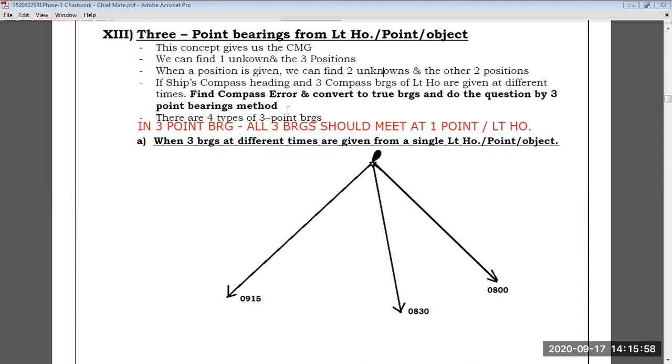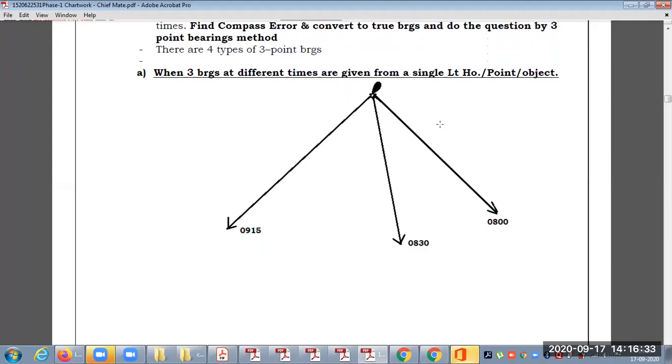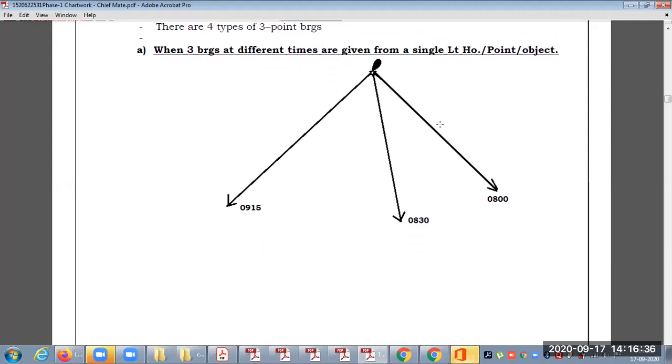So there are four cases of 3-point bearing. The first case is when three bearings are given at different times from a single lighthouse, point or object. It can be from different lighthouses also, but it has to meet at one point, which you will see. If it is from a single lighthouse, then obviously the meeting point of all three bearings is that one lighthouse. So you can see in this case that we have 0800, 0830, and 0915 bearings, three bearings from the same lighthouse.